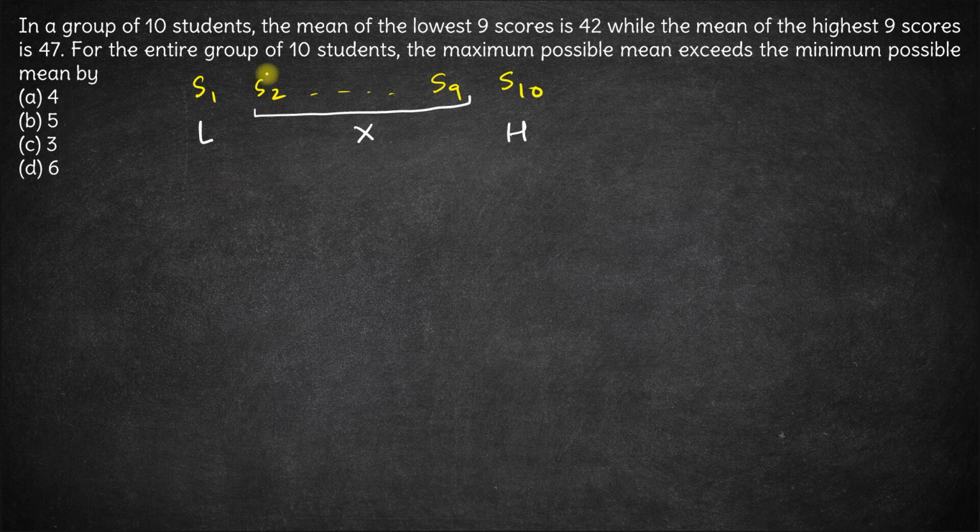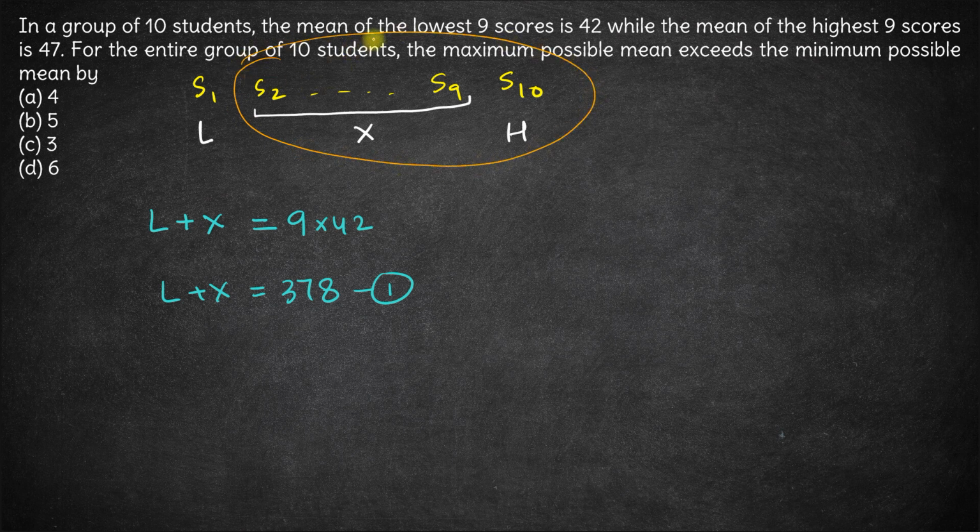Now the question says the mean of the lowest 9. So these are the lowest 9, and the mean of these lowest 9 is 42. Hence the sum of these 9 students will be L plus X, which is equal to 9 times 42. So L plus X comes out to be 378.